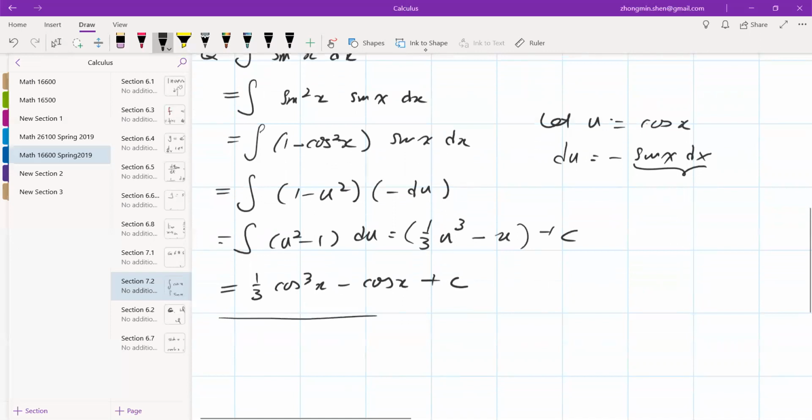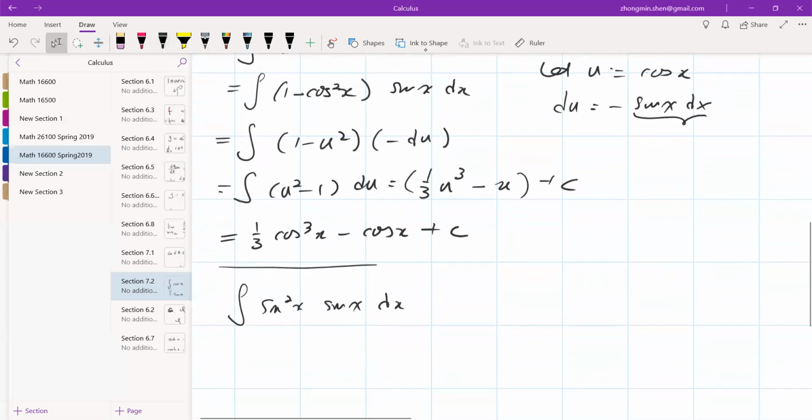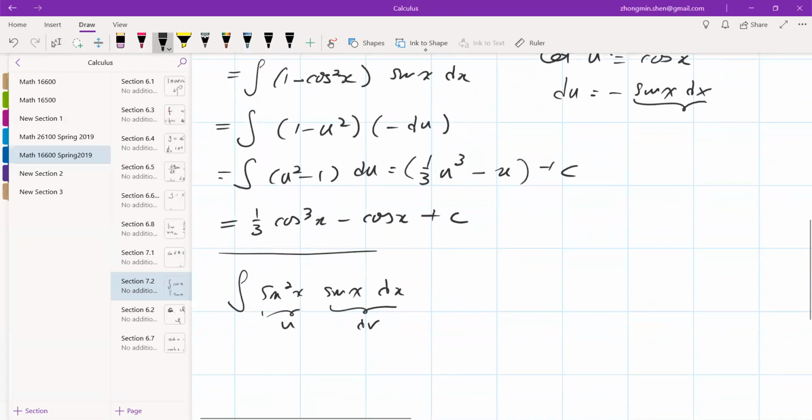Maybe, but you still have to separate, right? Sine squared x, sine x. If you did not realize that, you can use a substitution, or then try integration by parts. So that's a dv, that's a u, right? Try this, why not? Maybe you can solve the problem. All right, so v is going to be negative cosine x, we know that.